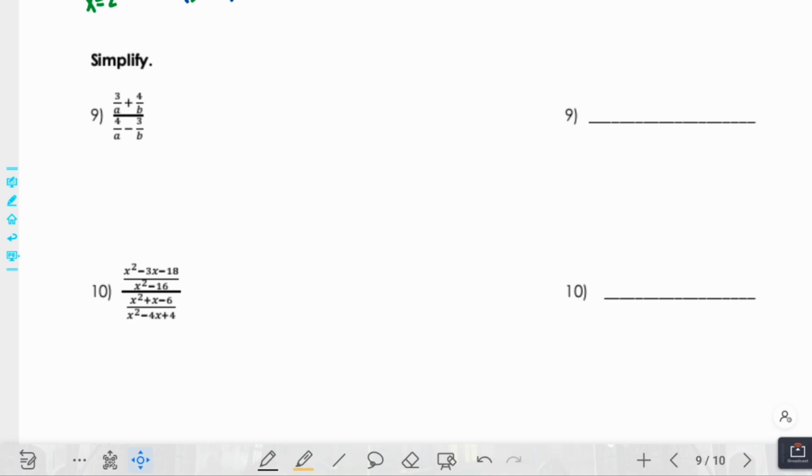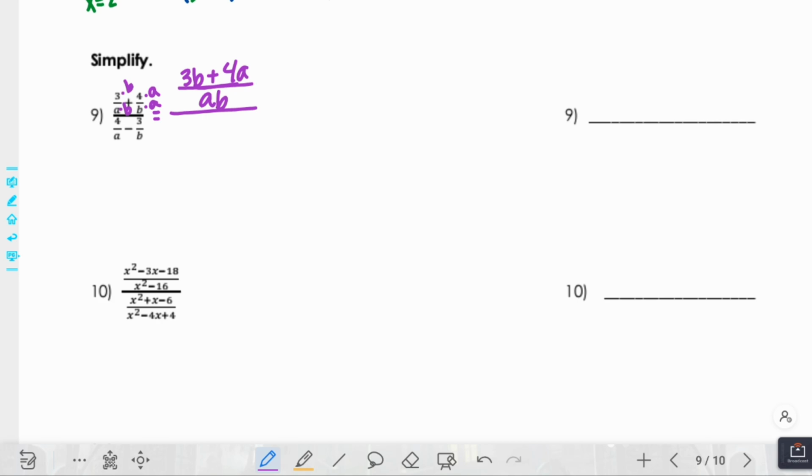In the numerator, I see that I have 3 over a plus 4 over b. So they don't have anything in common in the denominators. So I'm going to make my fraction have a denominator of ab. In order to do that, I need to multiply my 3 over a times b over b. That's going to give me 3b plus. And then I need to multiply my 4 over b times a over a. That's going to give me 4a over ab.